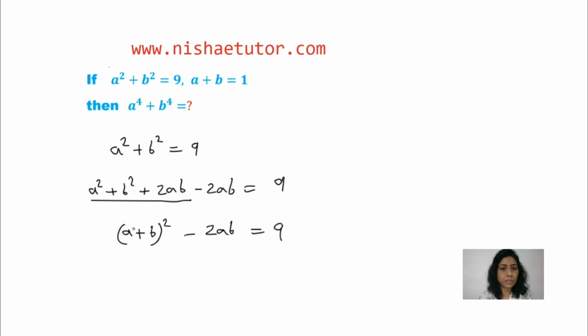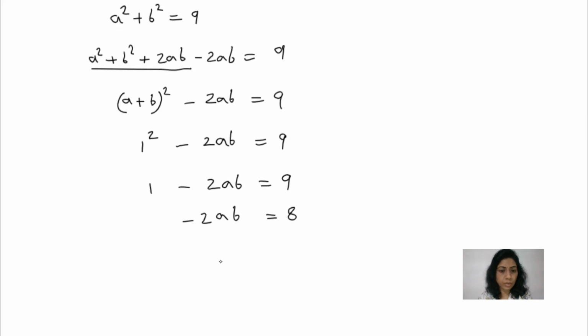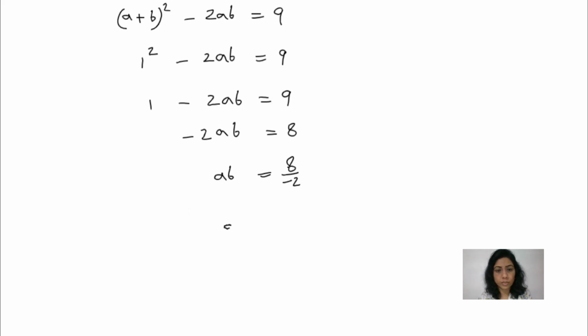And what is the a plus b value? This one is equal to 1. So 1 square minus 2ab is equal to 9. And what is 1 square? Of course 1. So 1 minus 2ab is equal to 9. So minus 2ab, both sides subtract 1. So 9 minus 1, 8. And we can easily find out the ab value. So 8 upon minus 2 is minus 4.